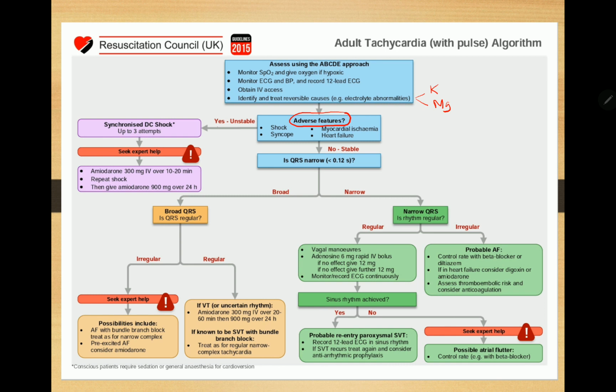If they have got any adverse features and they are unstable, then this would mean that we don't need to find out what the exact rhythm is at that time. We basically need to focus on doing a synchronized DC shock, and if that fails, we need to consider amiodarone IV.